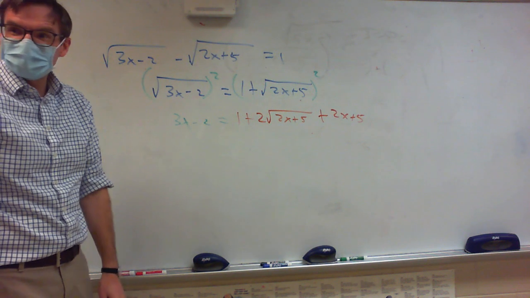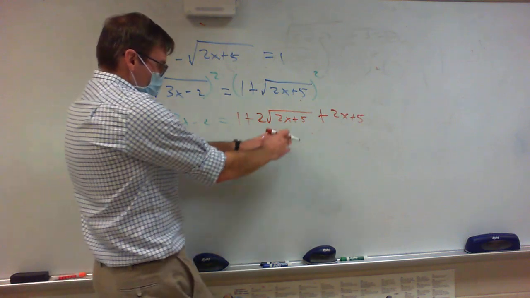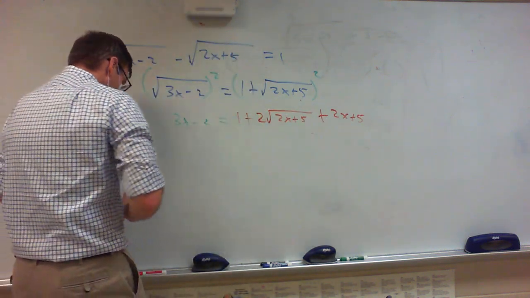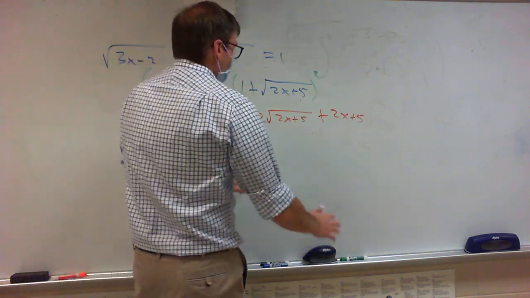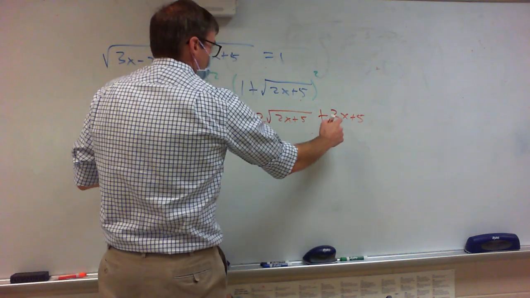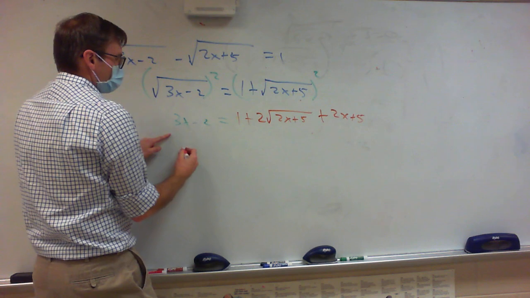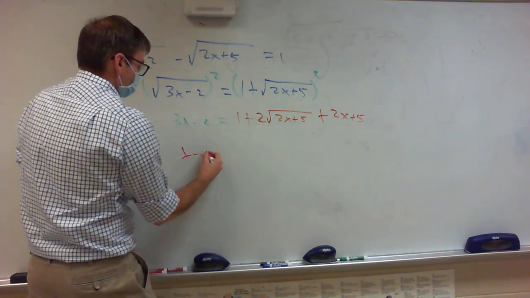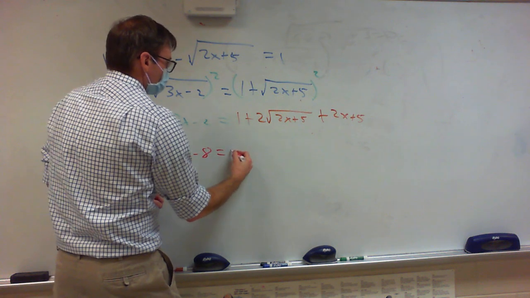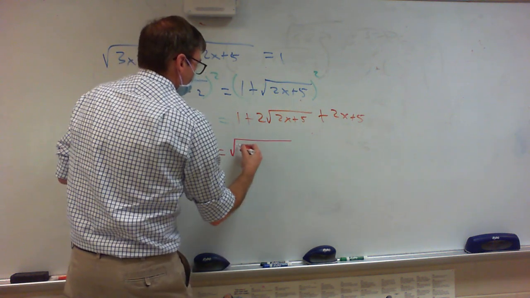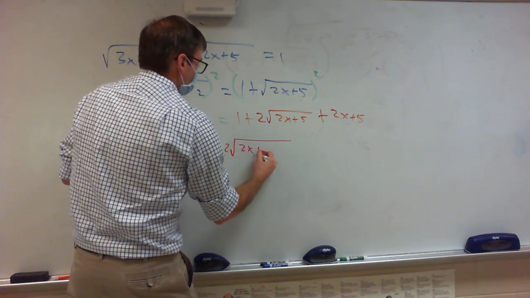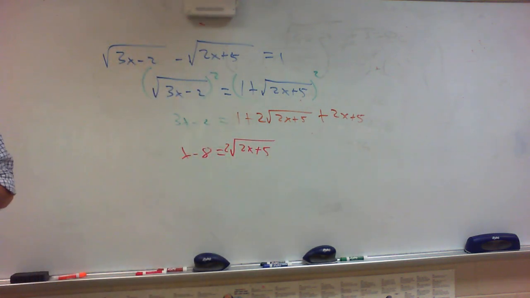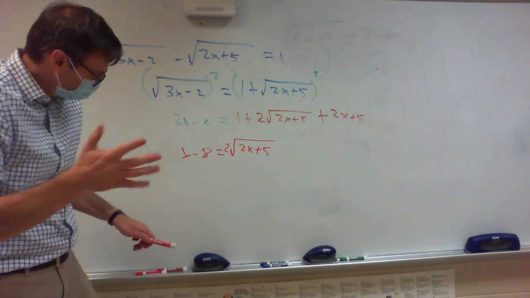All right, now what? Get the square root by itself. To get our square root by itself, we got to move all this other junk over. Okay? So to move all this other junk over, well, let's see, if I subtract 2x from both sides, I get an x. Minus 6, I get a minus 8 is equal to... we okay with that?